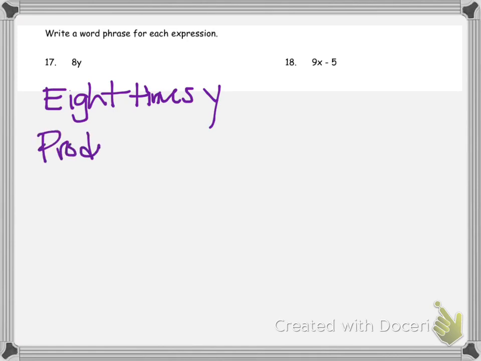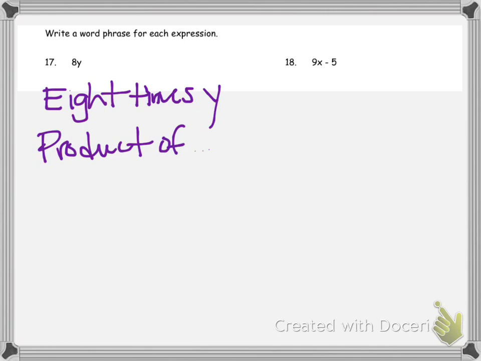All right, next, write a word phrase for each expression. Lots of things you could do. You could just say 8 times y, or you could say the product of 8 and y. A few ways you could do that. 8 multiplied by y, etc.